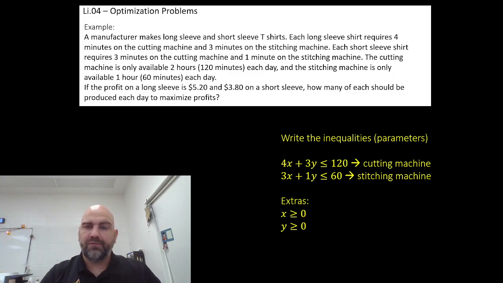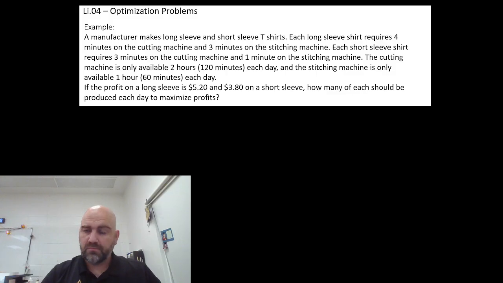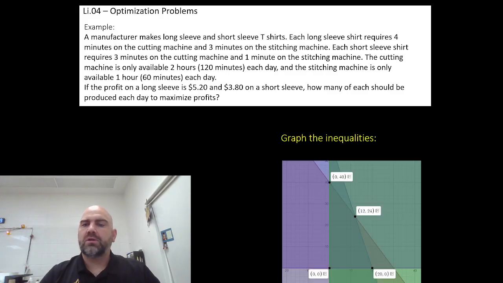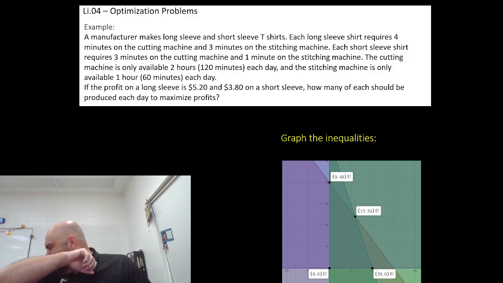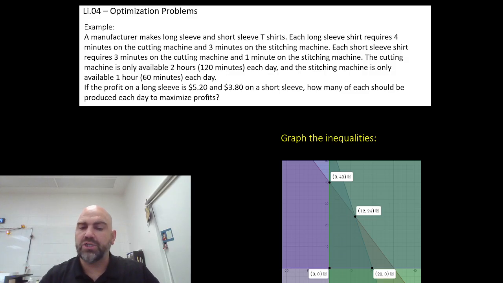Okay, and so we're going to graph those out on a graph. So let's graph out the inequalities, not the target equation, just the inequalities. All right, they look like this. All right, we now have 4 points that surround an area that is not really a triangle or square or rectangle, but it's a four-sided shape. We have the points 0, 0, 0, 40, 12, 24, and 20, 0.